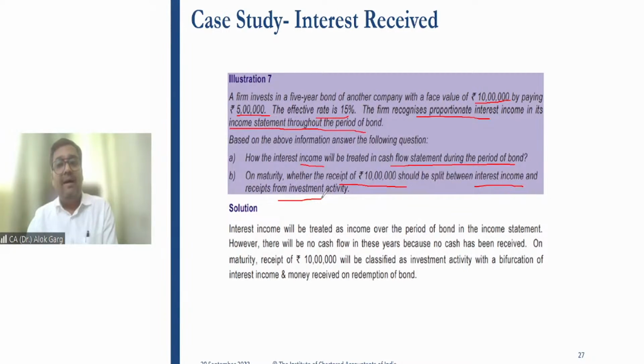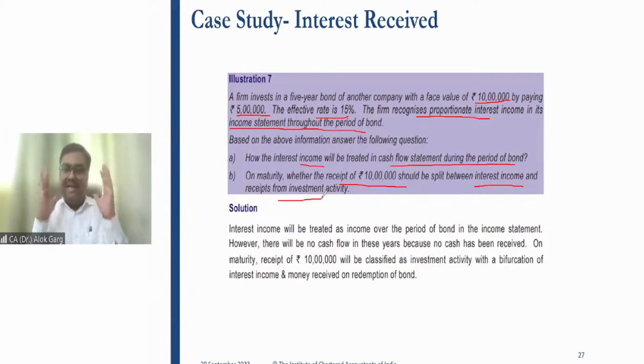What accounting entry you will pass? Bank account debit 10 lakh rupees. To investment in bond 5 lakh rupees. To interest accrued 5 lakh rupees, or to investment in bond 10 lakh rupees. So in that case, 5 lakh rupees you will show as amount received from liquidation of bond, 5 lakh rupees. Interest received on bond, 5 lakh rupees.